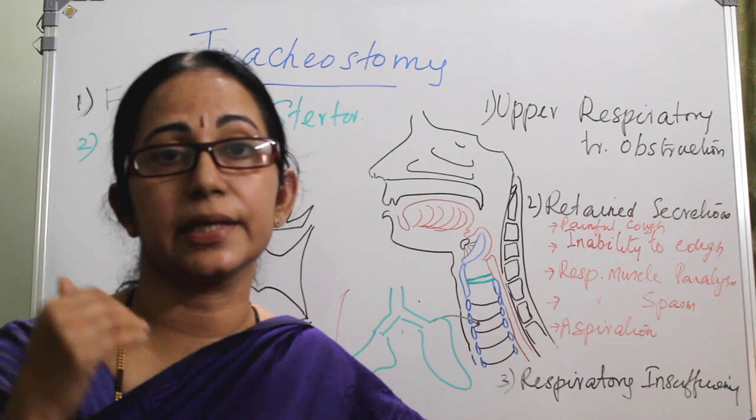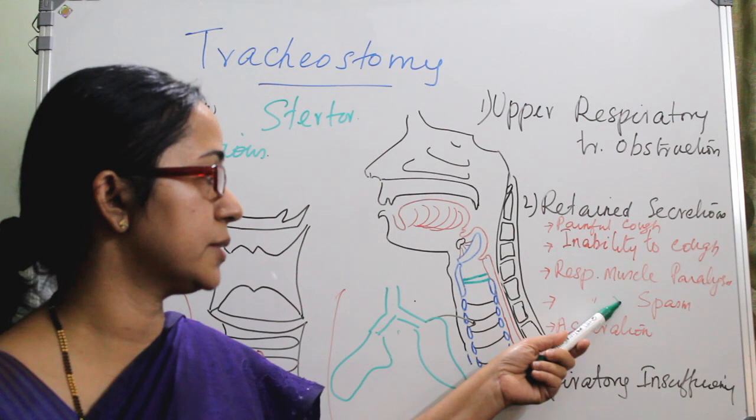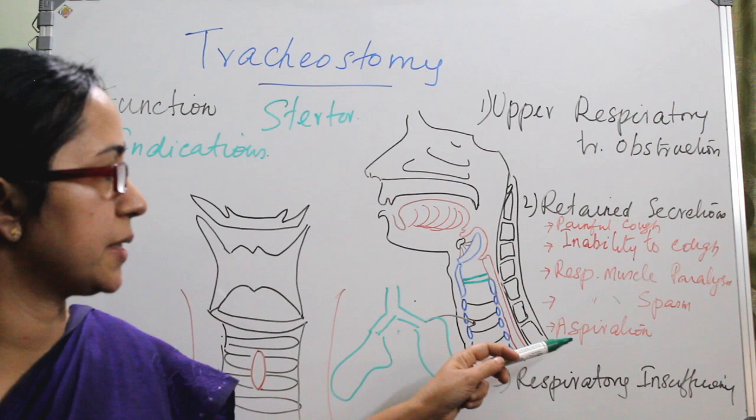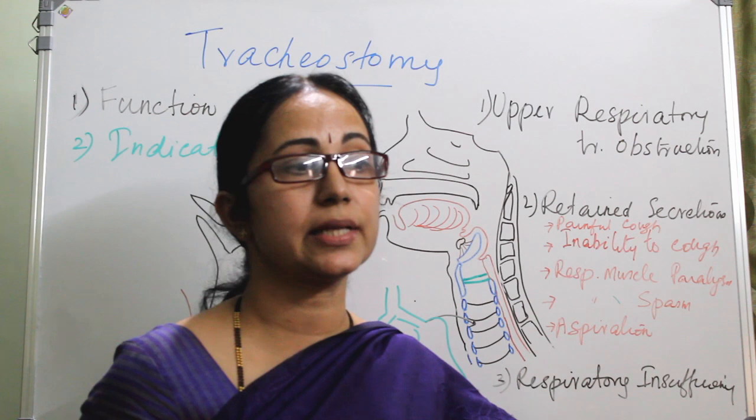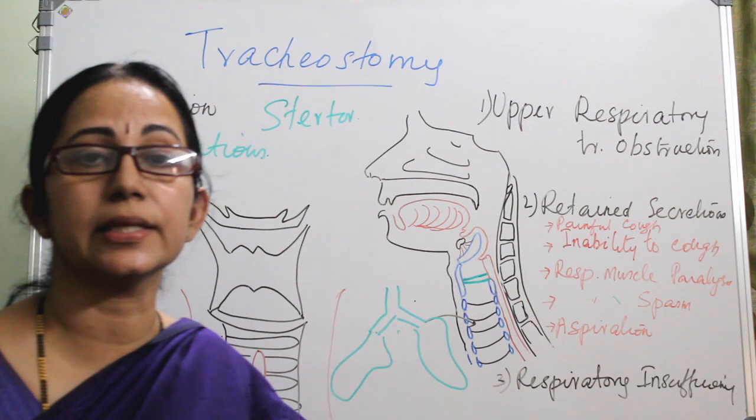Respiratory muscle paralysis: in cases of Guillain-Barré, bulbar polio, myasthenia gravis, there will be respiratory muscle paralysis, or spasm of respiratory muscles. Respiratory muscle spasm you will get in tetanus, eclampsia or strychnine poisoning. These are the common causes of respiratory muscle spasm. Again, the other cause for retained secretion is aspiration. In conditions like bulbar polio or bilateral laryngeal paralysis, you get aspiration of secretions. So all these will lead to retained secretions, and it is an indication for a tracheostomy.